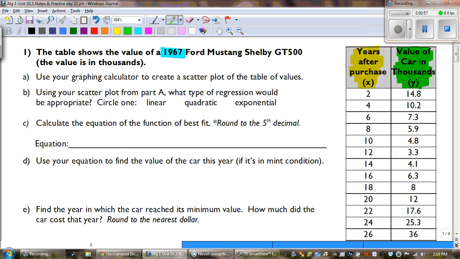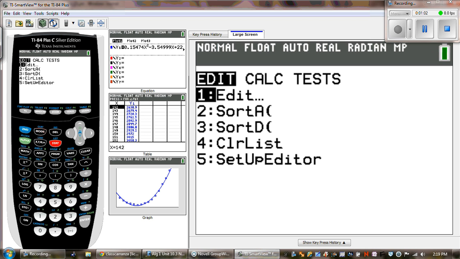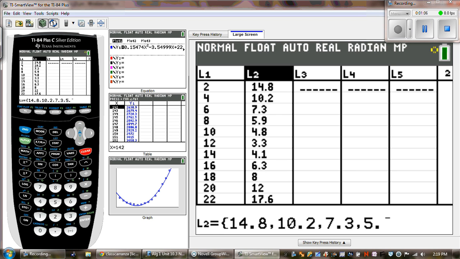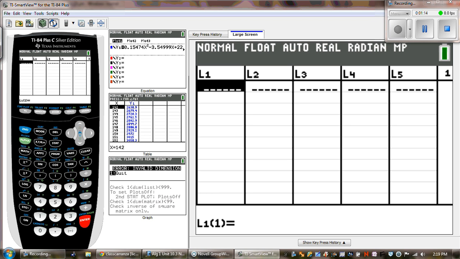Okay? So go ahead and get your graphing calculator out. We're going to go to Stat, Edit. Oh man, I've got all this extra data in here. I'm going to clear that. And I'm going to clear it. So go ahead and plug in all of that information and we'll get started with number 1. Pause the video. Good luck.